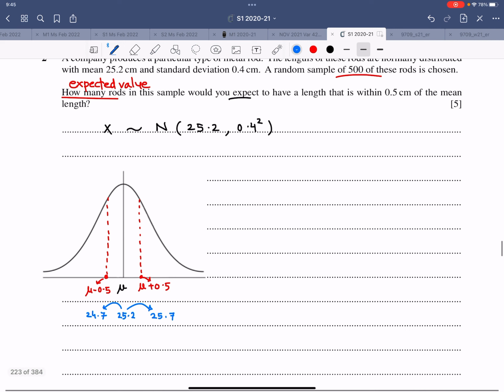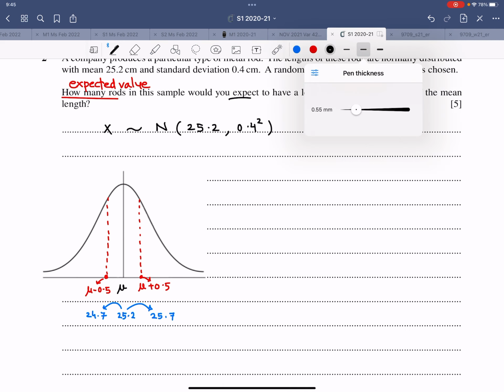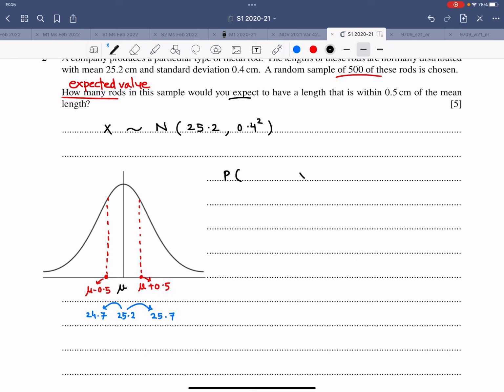It says probability X lies between 25.7 and 24.7. Probability Z lies between 25.7 minus 25.2 divided by the standard deviation, which is already given as 0.4. And over here, let me create further space. So therefore, this is 24.7 minus 25.2 divided by 0.4.